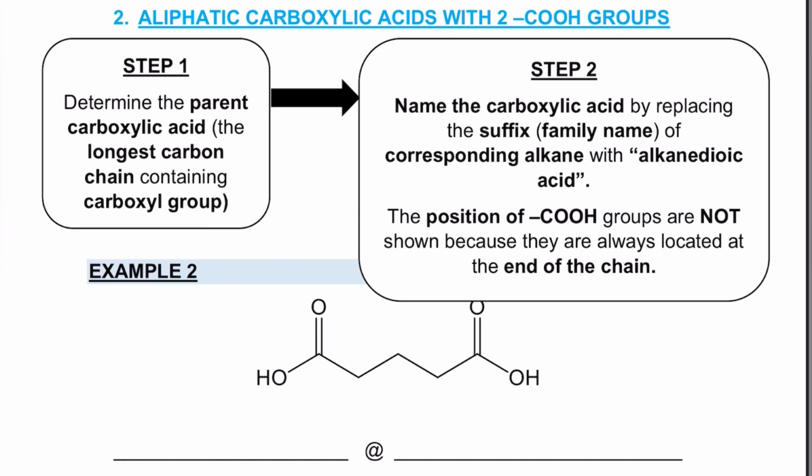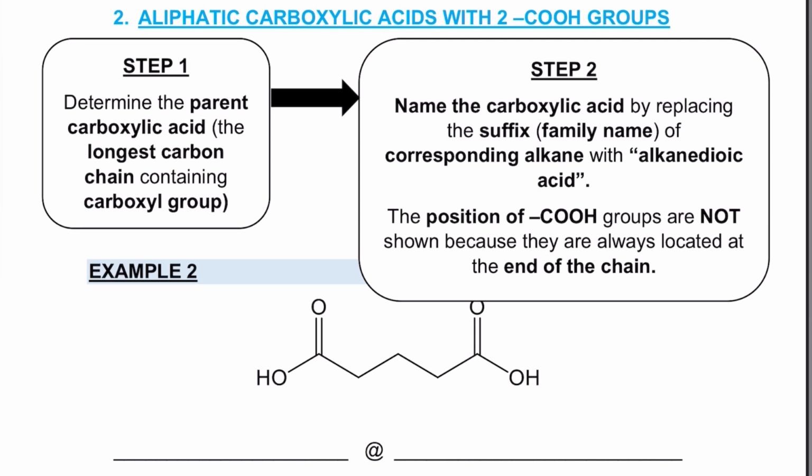Now we go for aliphatic carboxylic acid with 2 carboxyl groups. It's just the same as before, but your parent should be the carboxylic acid that contains the longest carbon chain. However, when you want to give the name, you are going to name it as alkane dioic acid. The alkane depends on how many carbon atoms you have. And the position of your carboxyl groups is not shown because we can understand it will always be at the end of the chain.